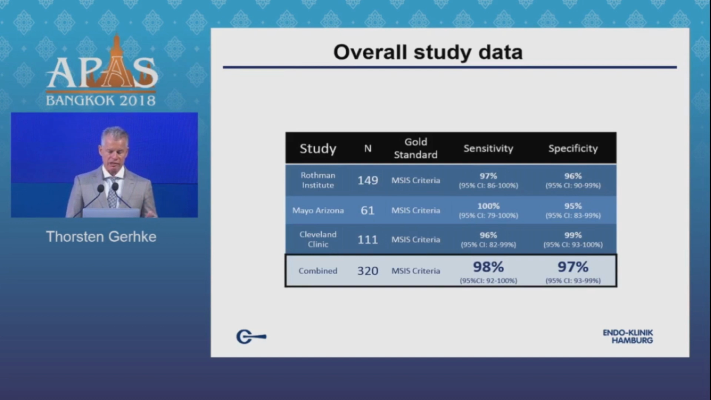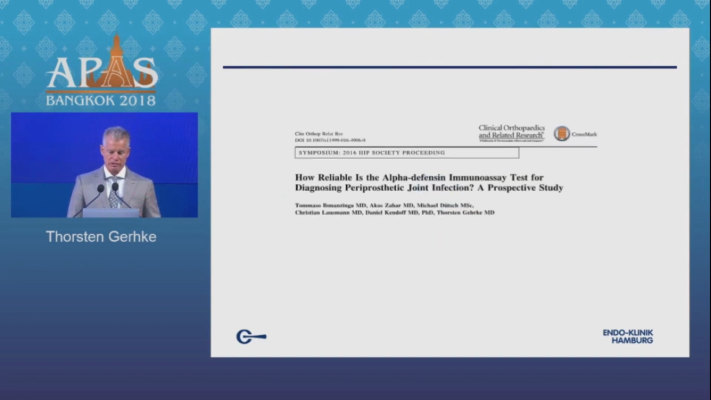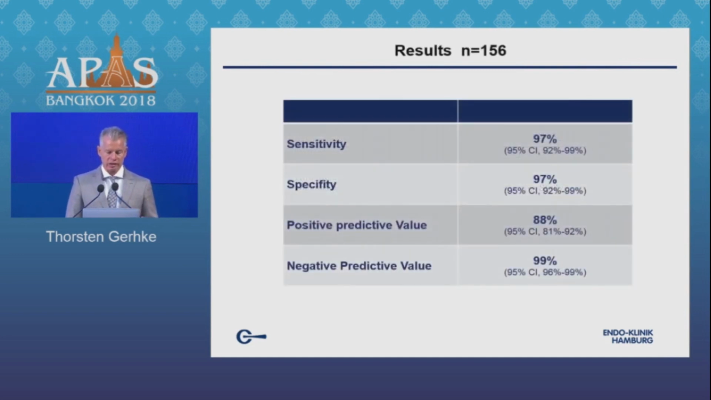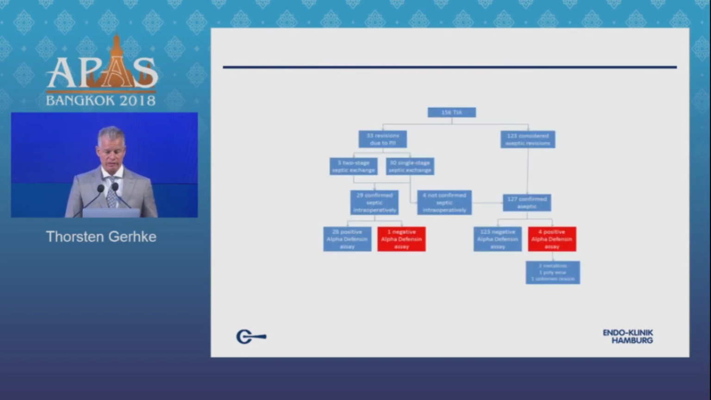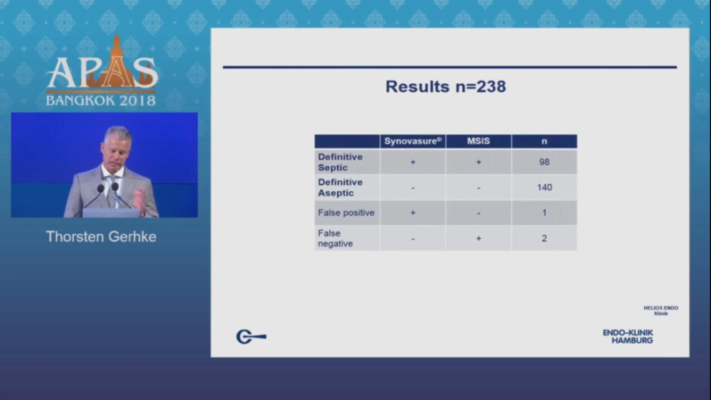A lot of publications came out with very good results about alpha-defensin. We did some own studies about it. We found really good results, sensitivity of the alpha-defensin in the lab test, in the serum 90%, in the synovial fluid 97%, 70%. But we had also false positive cases for alpha-defensin. Mainly, if there is a metal-on-metal reaction, then you have a false positive alpha-defensin test. So we did some other studies with quite good results, less false positive.